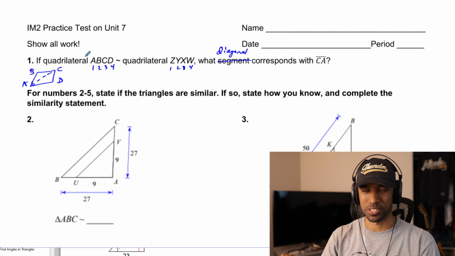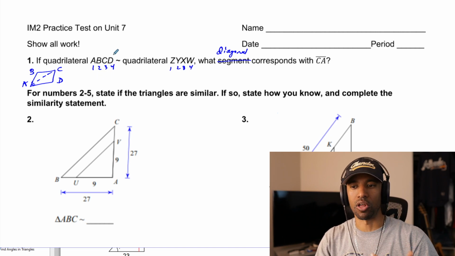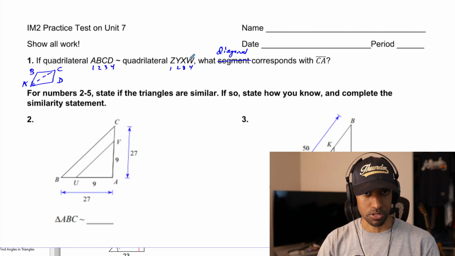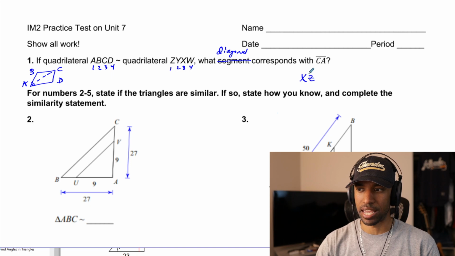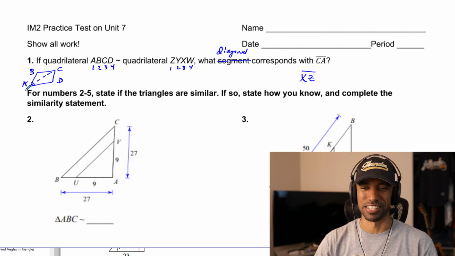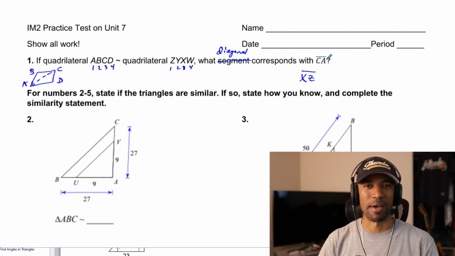The point is, what letters should belong? And it really has to do with C being the third letter, A being the first letter. Well, the third letter here is X, and the first letter here is Z. So we should say the answer is segment XZ. It's not a side of this object that would correspond with this, but it is a diagonal, if you will. So my bad when it comes to that.